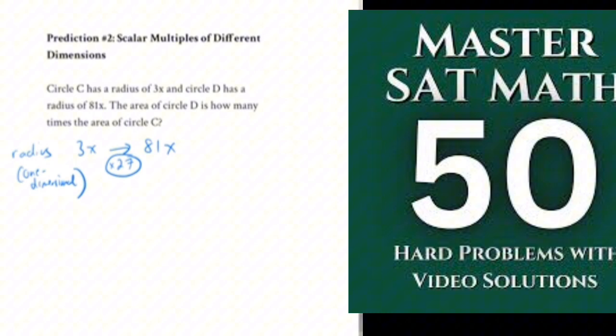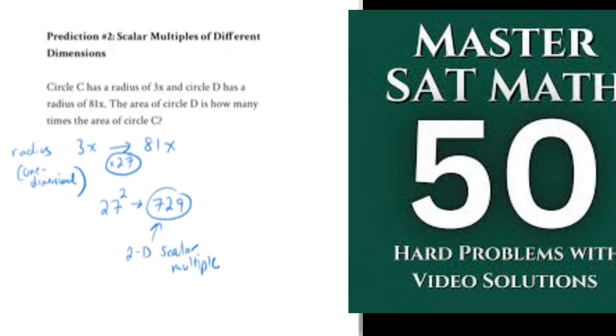But if we're talking about areas, that's two-dimensional. So what I need to do is take that scalar multiple that's one-dimensional and square it, and I will have the two-dimensional scalar multiple. So the answer is going to be 729 because the area of circle D is going to be 729 times bigger than the area of circle C.